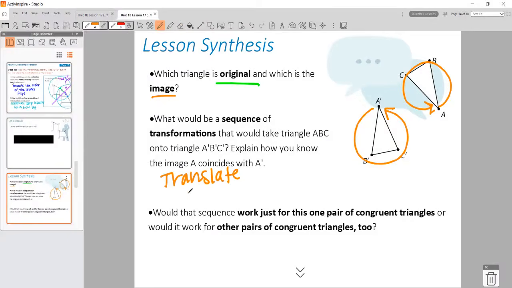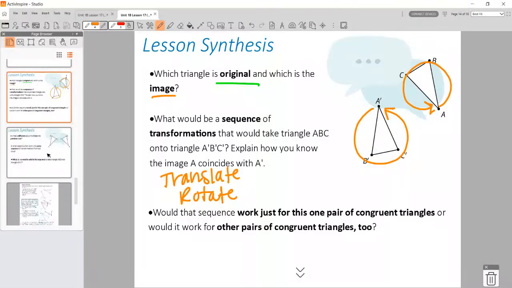Now this is not precise, so I'm just saying what we would need to do if we needed to actually describe it precisely. We would do that, but I'm not going to do that right now. Would that sequence work for just one pair of congruent triangles, or would it work for others? It would work for a lot of them. It would work for any of them as long as there isn't a reflection. If there's a reflection, then we would need to add in a reflect.